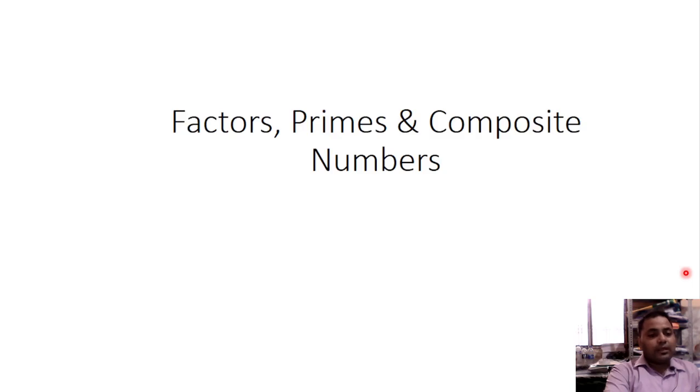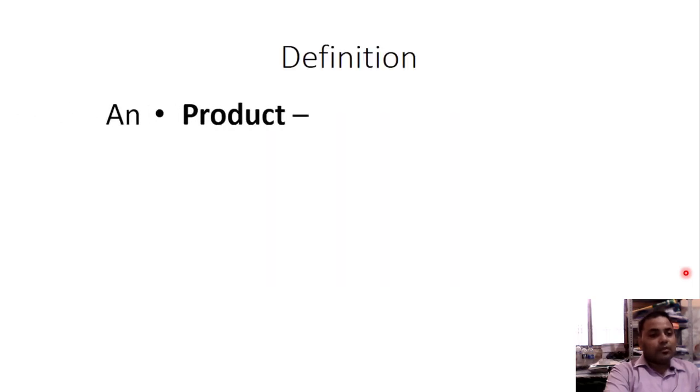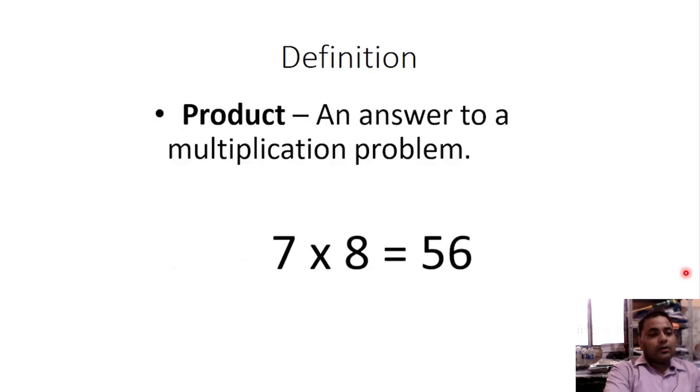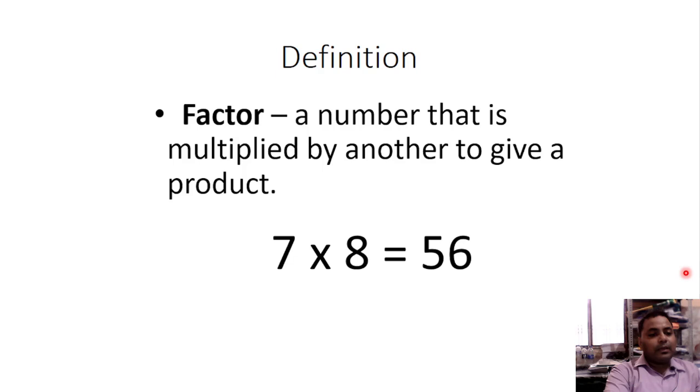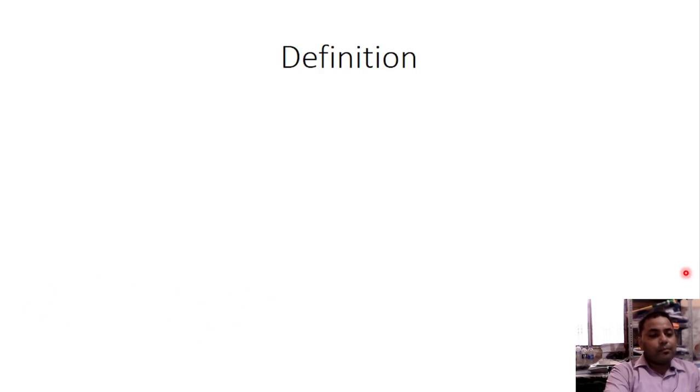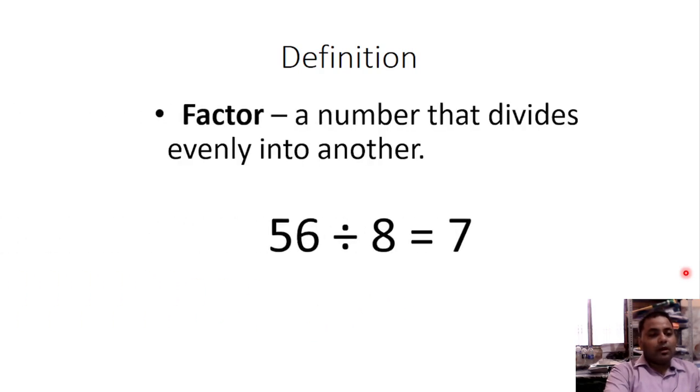Factors, prime and composite numbers. Product: an answer to a multiplication problem. 7 times 8 equals 56; this is the product form. Factor: a number that is multiplied by another to give a product. 7, 8 and 56. Factors: a number that divides evenly into another. 56 divided by 8 equals 7.